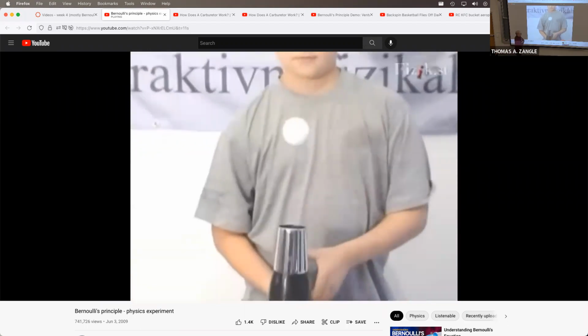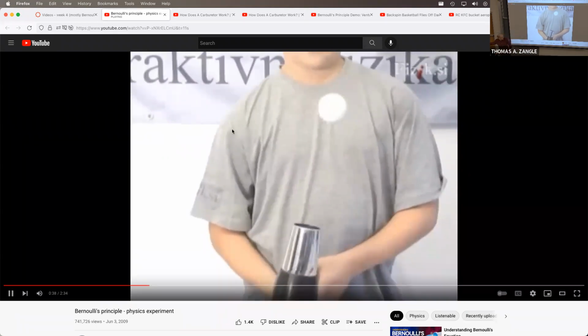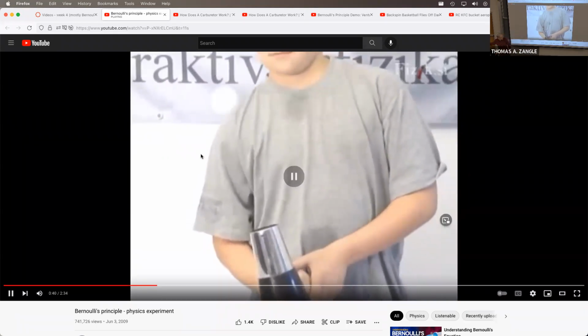So this demonstration is the same basic idea, but now we have a hair dryer. So you can actually tilt the hair dryer quite an angle and still keep the ball within this fluid stream. And we can understand this using Bernoulli. So if we think about what's going on here, we have a stream of air that's relatively high velocity. High velocity meaning low pressure.